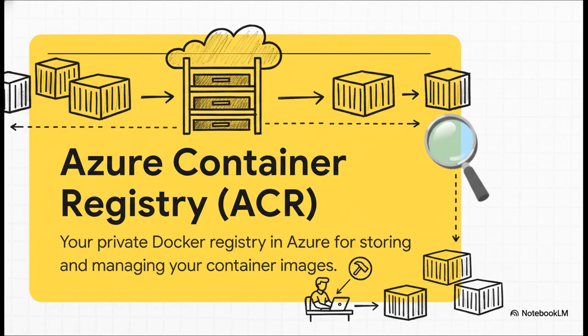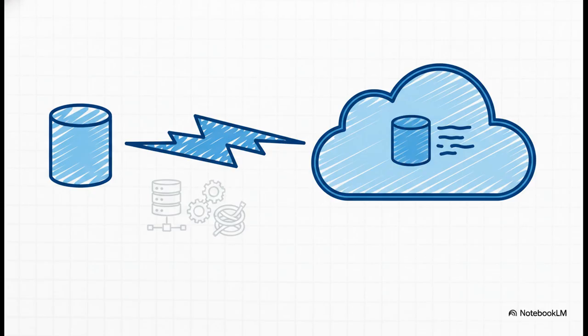You build your app, you push the image to ACR, and from there you can deploy it pretty much anywhere. This is always your first step. All right, once your image is tucked away safely in your registry, the absolute fastest way to bring it to life is with Azure Container Instances, or ACI.